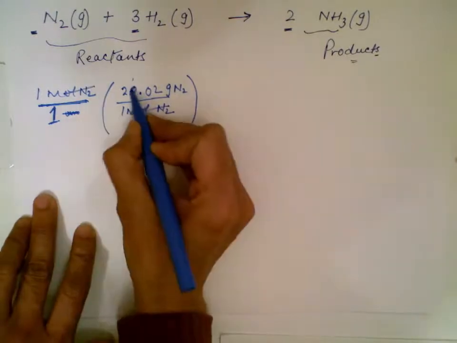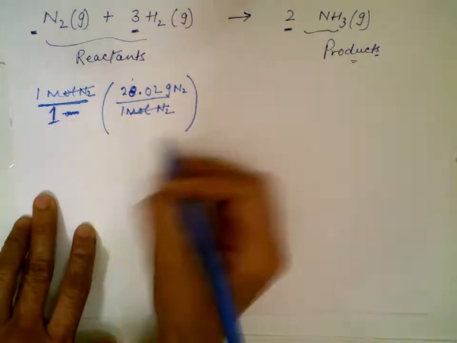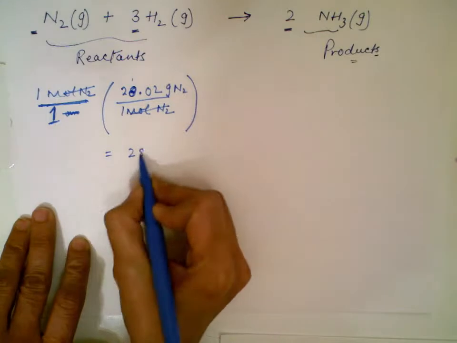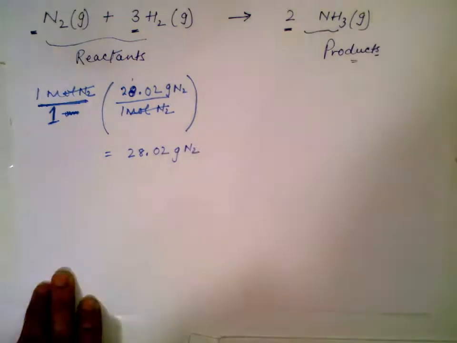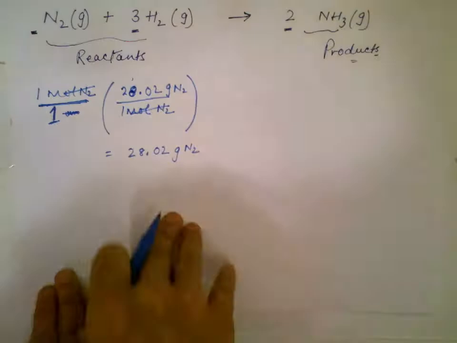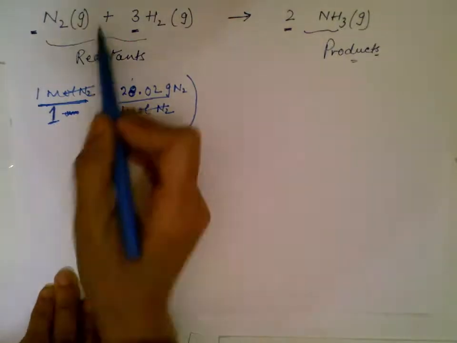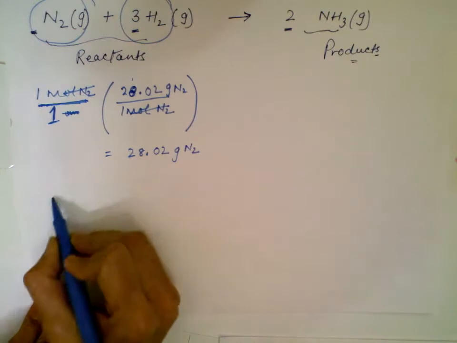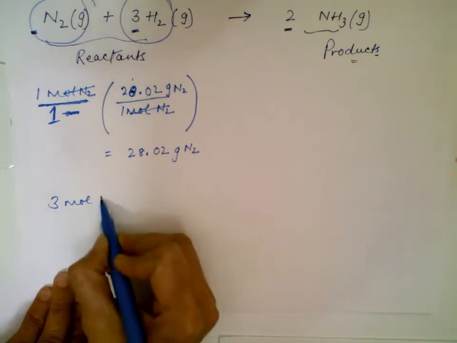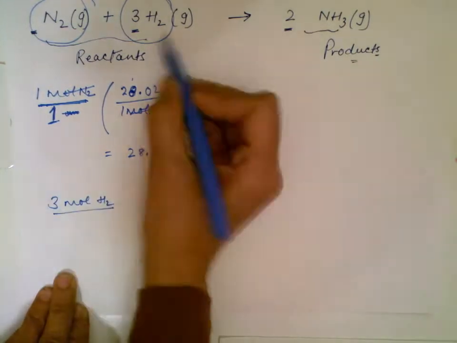Cancel and cancel. The same units are cancelled. Here you are going to get 28.02 grams of nitrogen molecule. Again, so this is one of the reactants. Now how about this reactant? 3 moles of hydrogen. So this is our given.